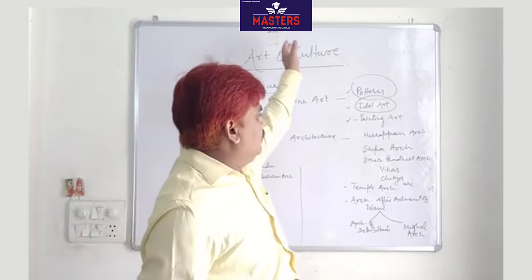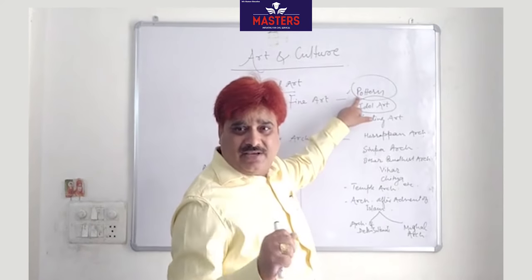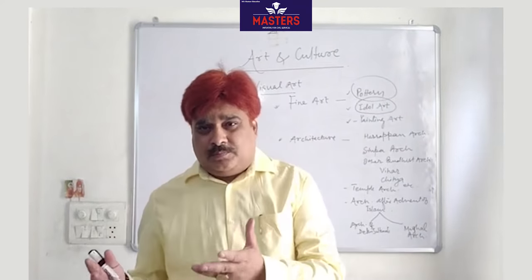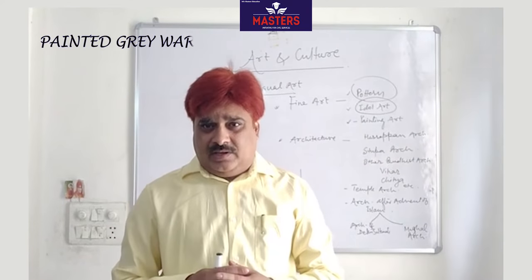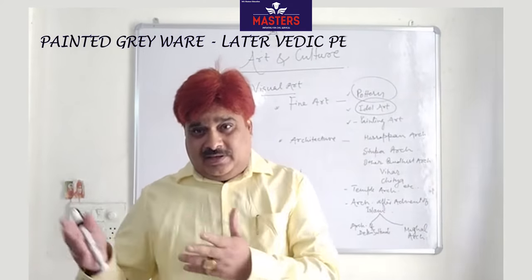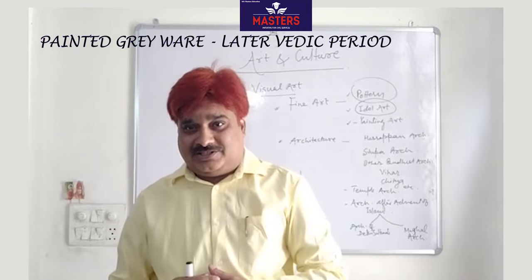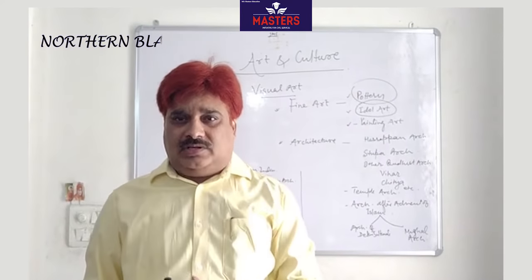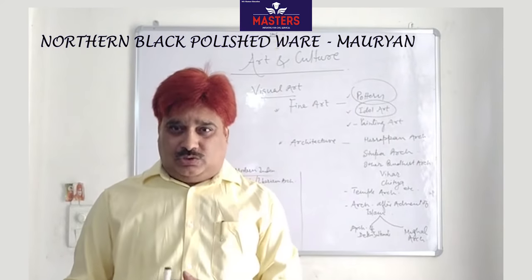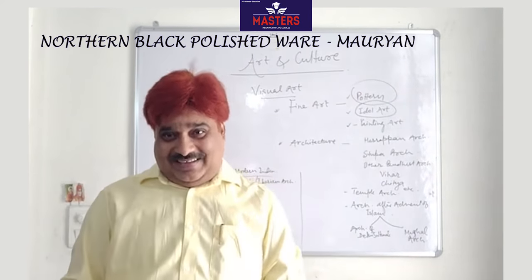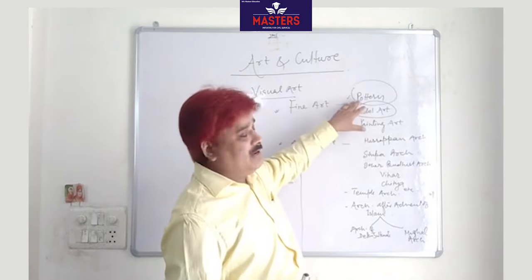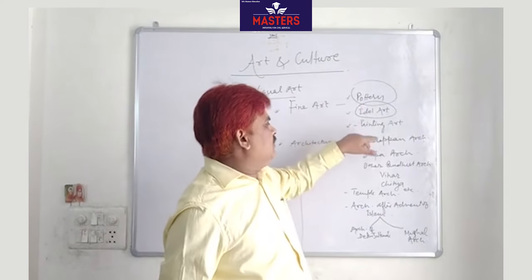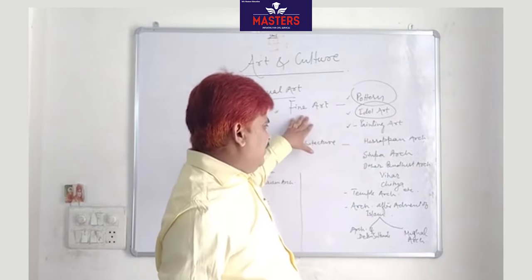Okay, and in the pottery art section, we have to discuss the OCP pottery or PGW, painted grey ware pottery. PGW is related to which culture? Definitely we have to read later Vedic culture, right? And NBPW, the most developed pottery, northern black polished ware. The NBPW is also very, very important for examination, NBPW is related to Mauryan culture. A very interesting topic under fine art.